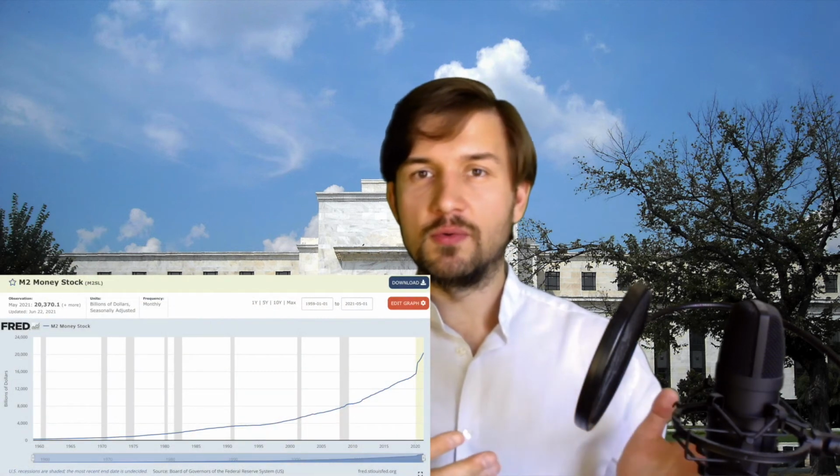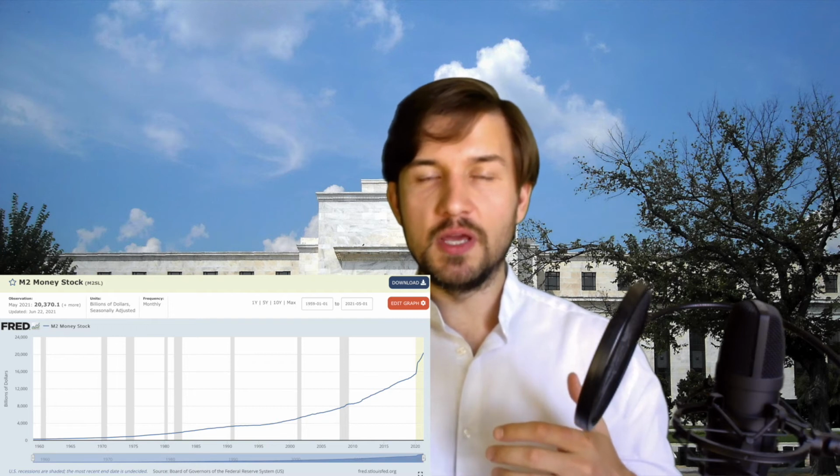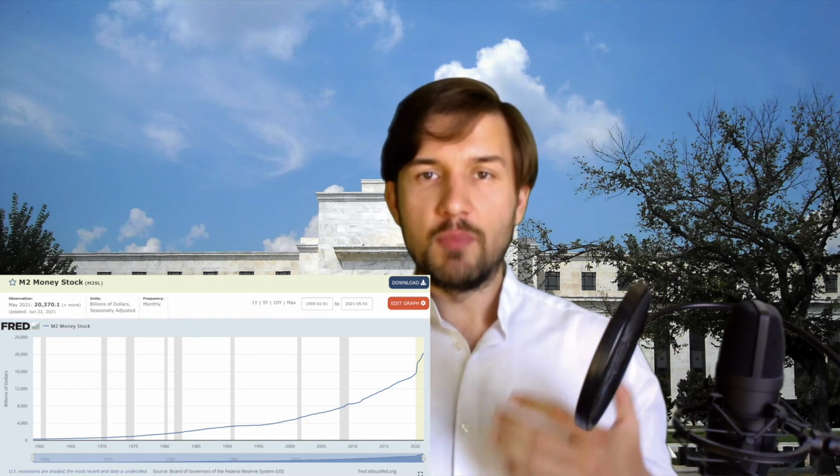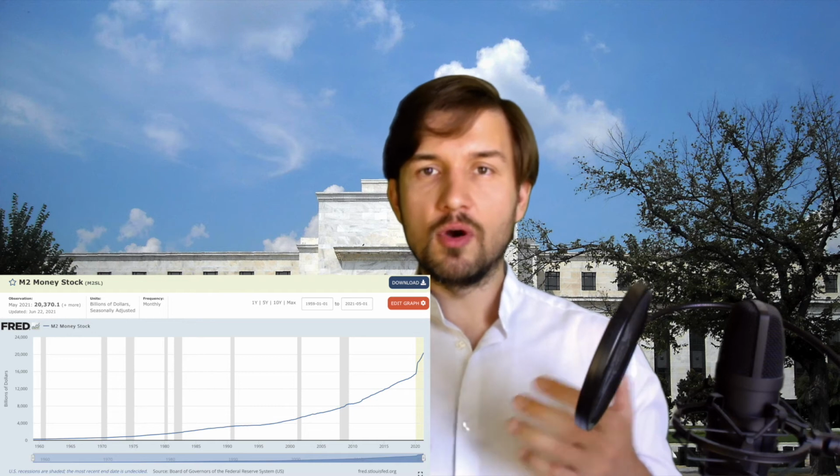M2 money supply, a very interesting correlation between the Federal Reserve balance sheet and M2 money supply. The Federal Reserve created reserves, bank reserves, which theoretically should not go into the system.